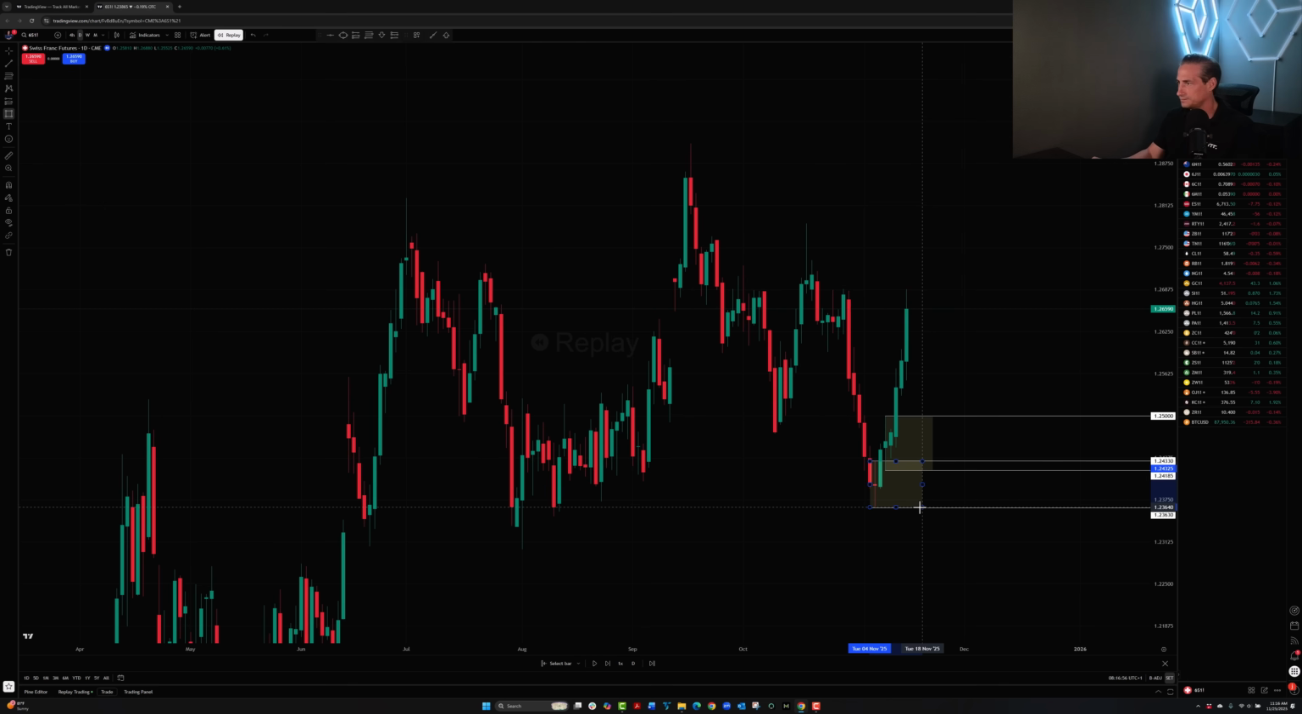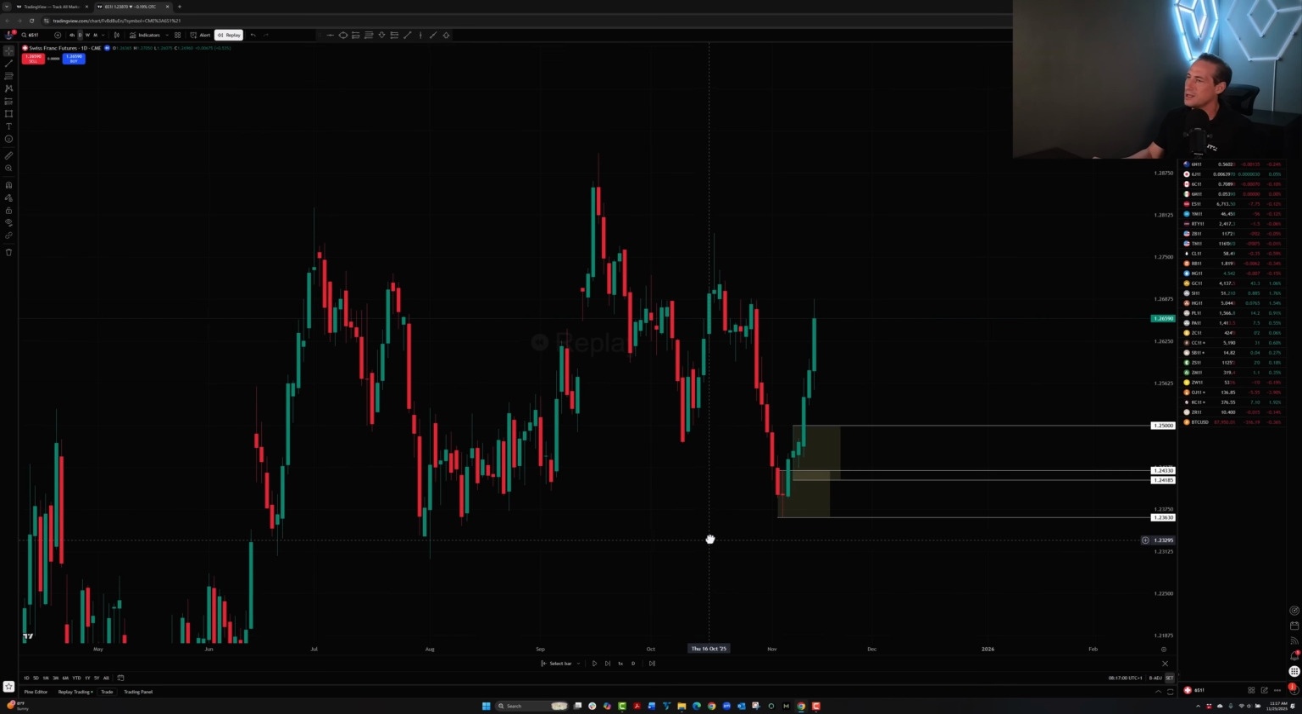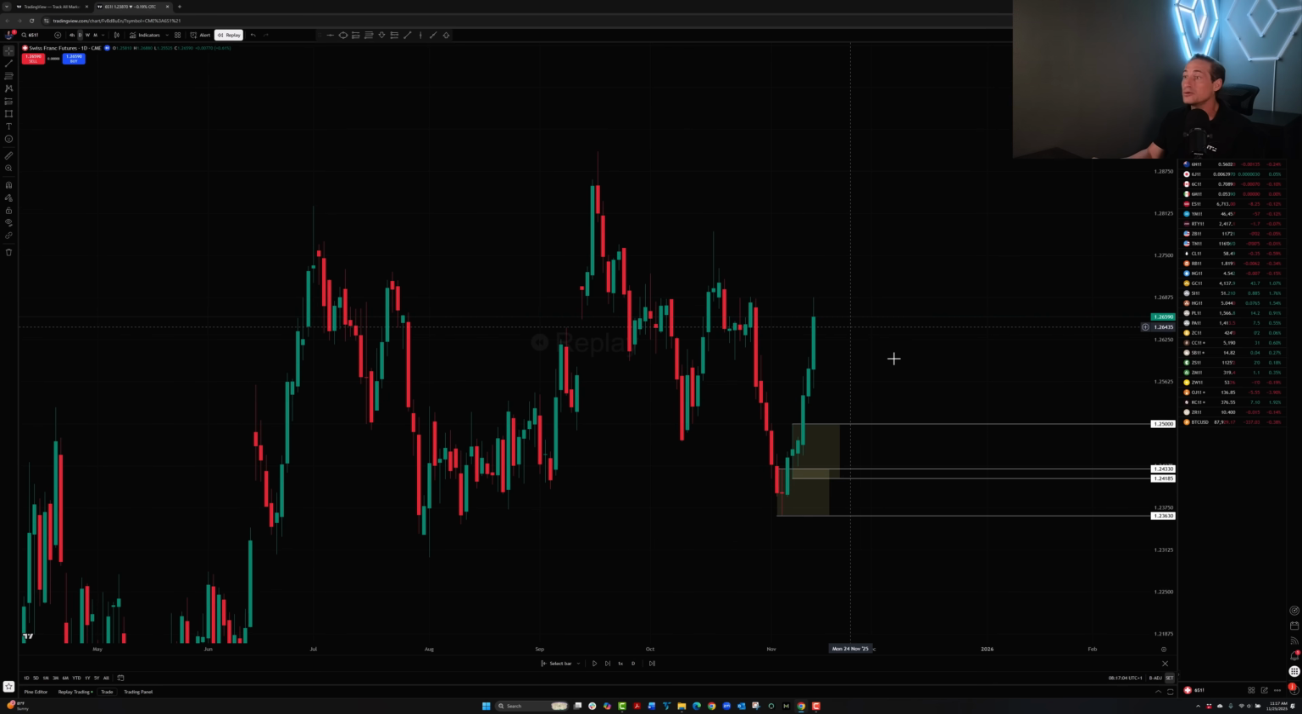All right. Now, here we have the zone. So from a level structure, as I said, very nice zone. So some people maybe want to trade this zone, or wanted to trade this zone, because I'm using the replay function. This is playing out as we speak.